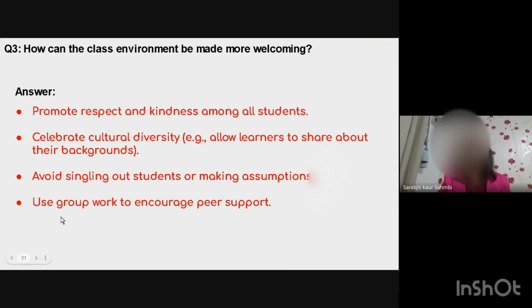Use group work to encourage peer support. A student like Ahmed can work better in a group, so make groups and let them work. This will encourage Ahmed to participate in the class and make friends, as you people have told, because maybe he lacks friends. So this will help him build relationships in the class.